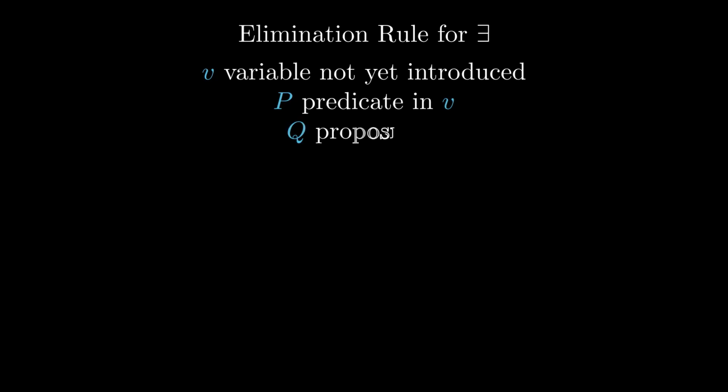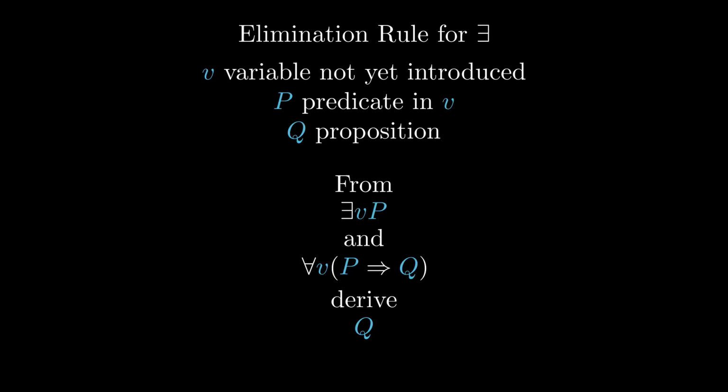Well, it's similar to our proof by cases for or. If you want to prove some statement q, you suppose you have a set with a property p and show q holds. Then we know q holds regardless of the particular set you fixed. That is, suppose v is a variable not yet introduced, p is a predicate in v, and q is a proposition. If we know there exists a v such that p, and for all v, p implies q, we can derive q.